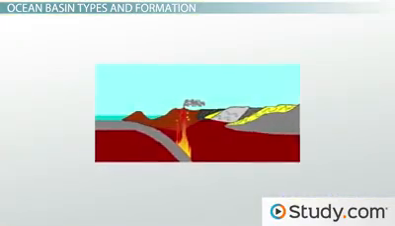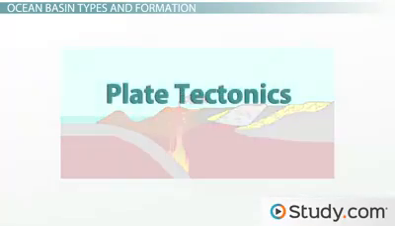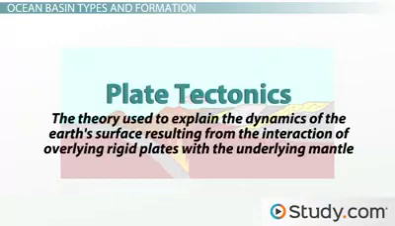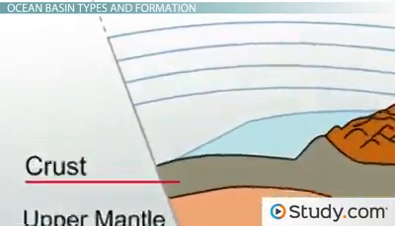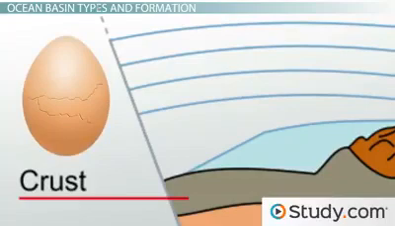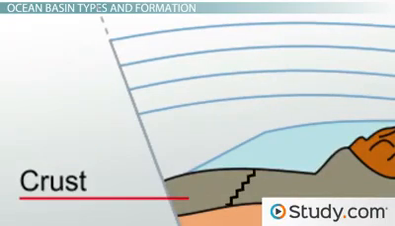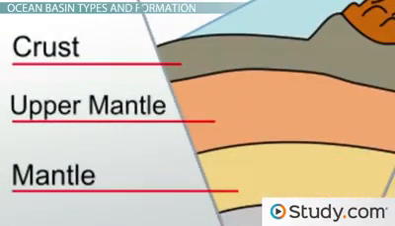Active ocean basins undergo change mainly due to plate tectonics. Plate tectonics is the theory used to explain the dynamics of the Earth's surface resulting from the interaction of the overlying rigid plates with the underlying mantle. According to the theory, the Earth has a rigid outer layer called the crust. This crust is somewhat fragile, and like the shell of a hard-boiled egg, it can crack and break into plates. The Earth's crust breaks due to heat and pressure from the layer beneath the crust called the mantle.